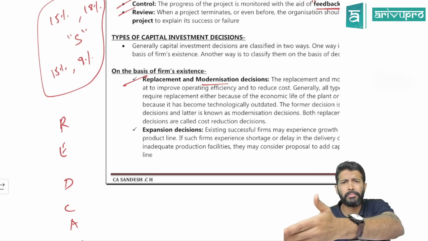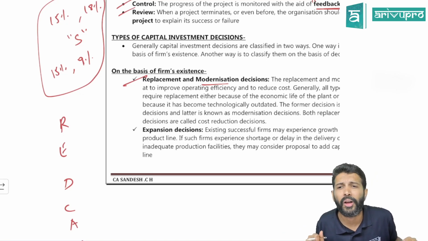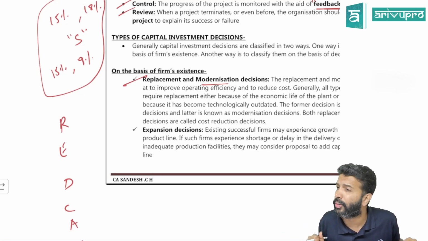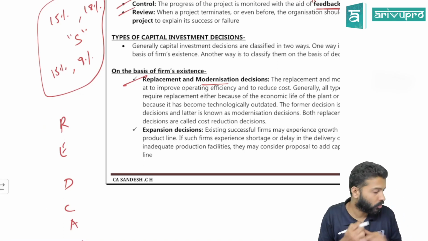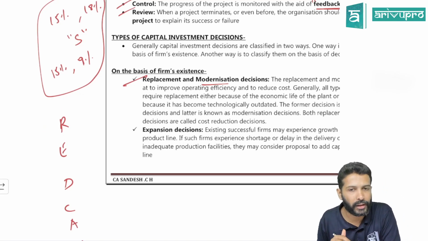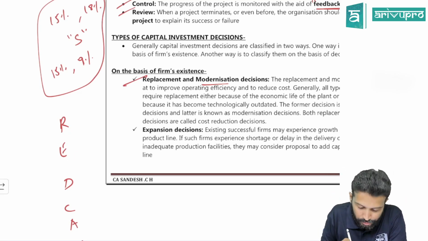Now we have purchased this mic. Will it last forever? Maybe it lasts for 3 years, maybe for 4 years. After that, it will become worn out. So I need to replace it. That is the first kind of capital budgeting decision you need to make: replacement decisions. Okay. E stands for your expansion decision.